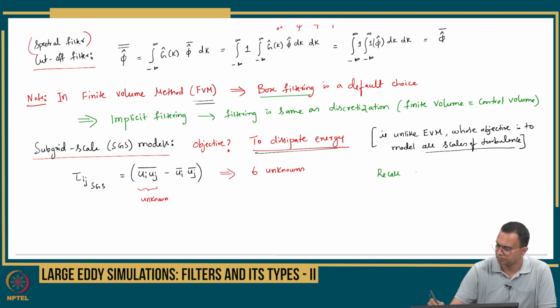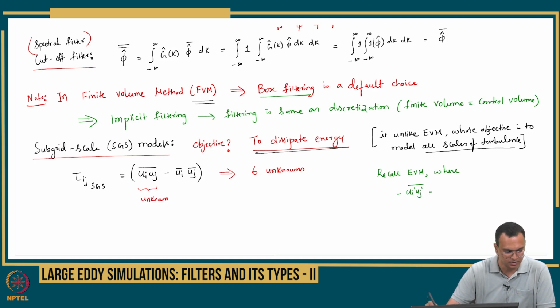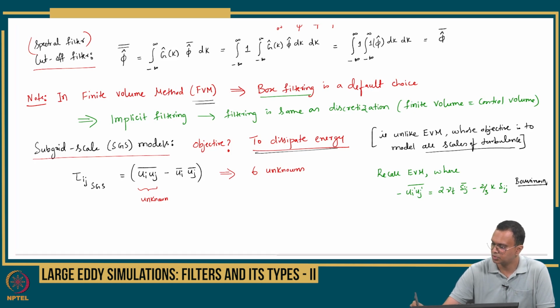Recall the EVM, where you had minus ui prime uj prime average. Averaging is ensemble averaging here. We are moving to the RANS world, eddy viscosity model, right? This is equal to Boussinesq: 2 nu t Sij bar minus 2/3 k delta ij. Correct? This is the Boussinesq that we used.